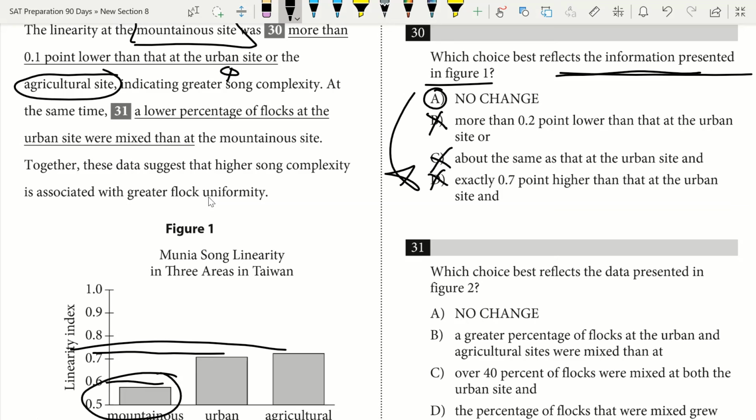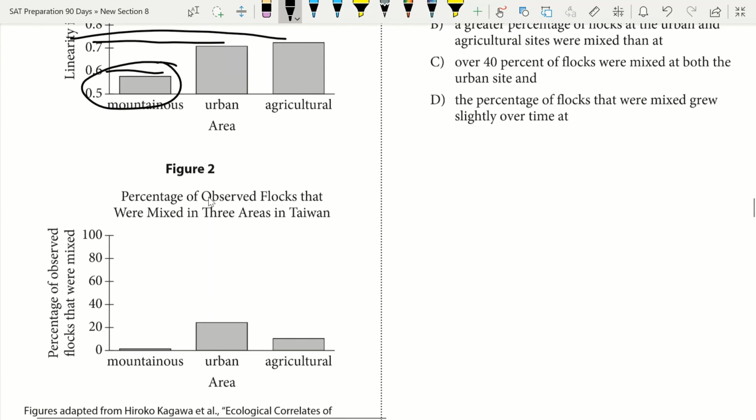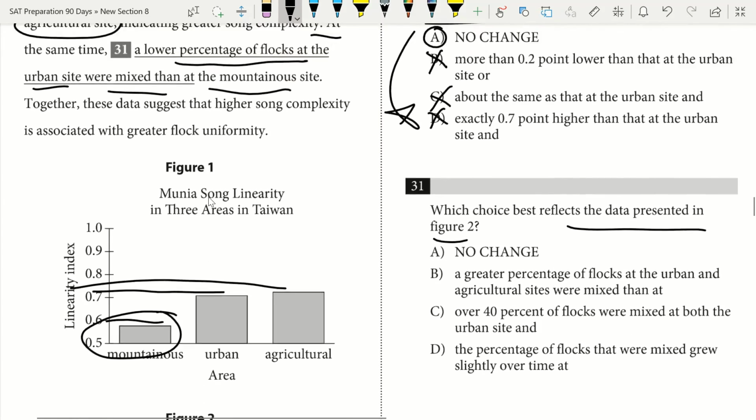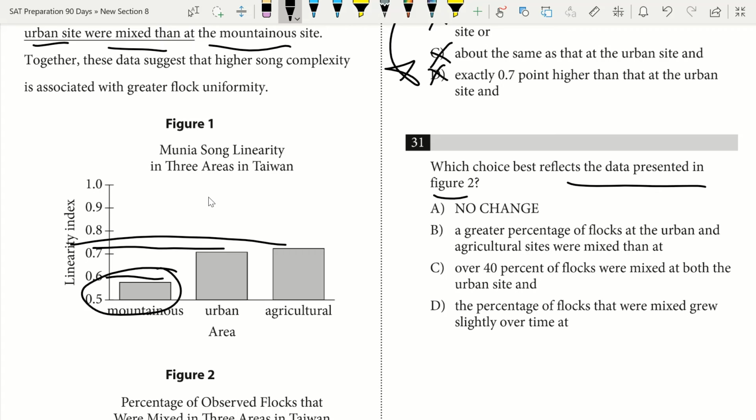Next we got 31. For 31, I'm told that it's presenting data in figure 2, so I know it's going to deal with that. I see at the same time, and then I have something about percentage of flocks at a site being mixed versus the mountain site, right? So I'm looking at these mixed flocks. I see that the urban area, we have greater than 20% mixed flocks. Agricultural area also a little bit under 20% for mixed flocks. And mountainous area is just about 0. Okay, so I see they're both greater than the mountainous. So we've got option B, a greater percentage of flocks at the urban and agricultural sites were mixed than at the mountainous. Yes, that is correct for 31, right? That's accurate according to the data. B will be my correct answer there.